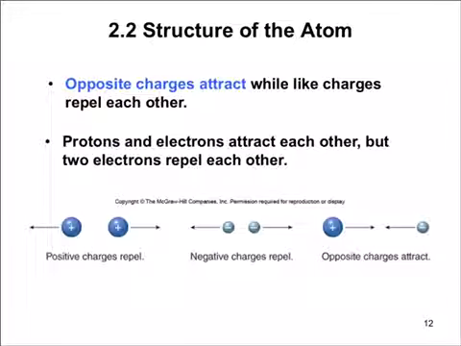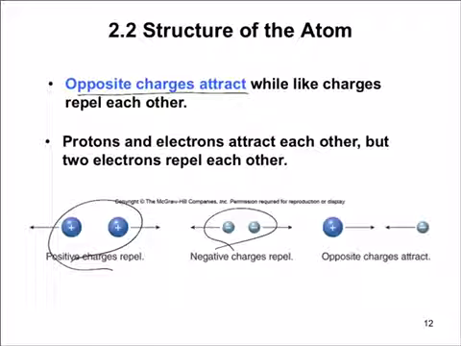Now, just as a little reminder, opposites attract. Opposite charges attract, while like charges repel. So, 2 protons are going to repel each other, 2 electrons are going to repel each other, but a proton is going to be attracted to an electron. A neutron's not going to do anything. It's going to sit there and go, yeah, I'm here. So, it is the opposite charges of the proton and the electron that allow atoms to exist.